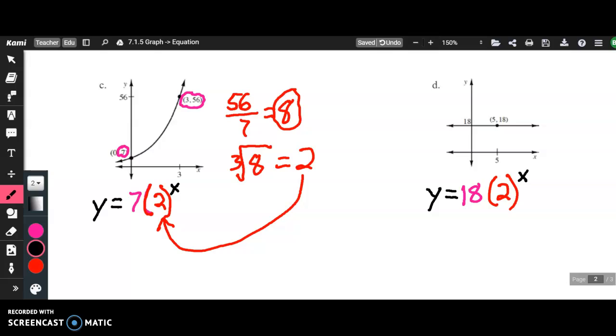All right, here is an equation that I found for problem D. Am I correct or incorrect with this equation? Why do you think I'm incorrect or correct in this equation? What would you change? What would you make it instead?